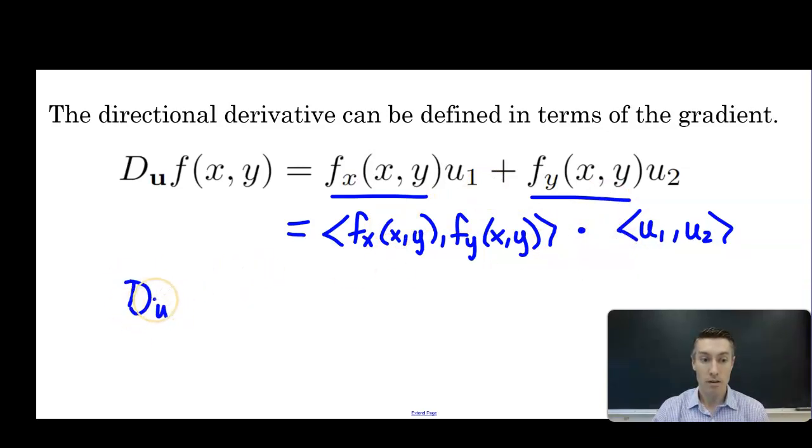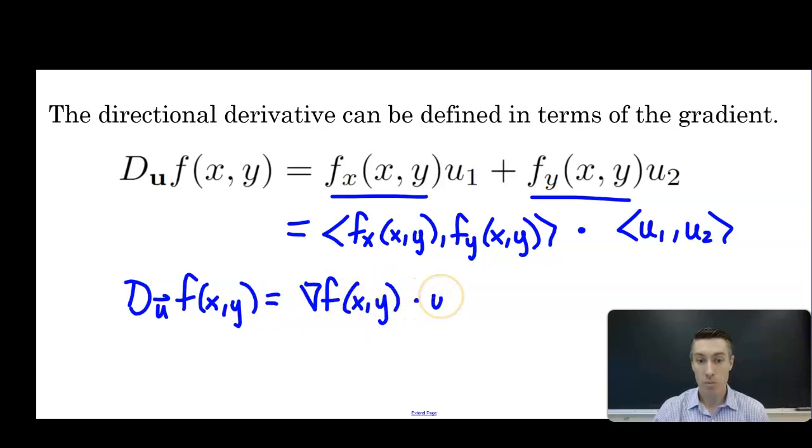And if we wanted to write it even more concisely, we could say that this is the gradient of f dotted with the unit direction vector u. Again, just really for emphasis here, this is a unit direction vector. We want to ensure that the direction vector is a unit vector before we do any of our directional derivative computations.